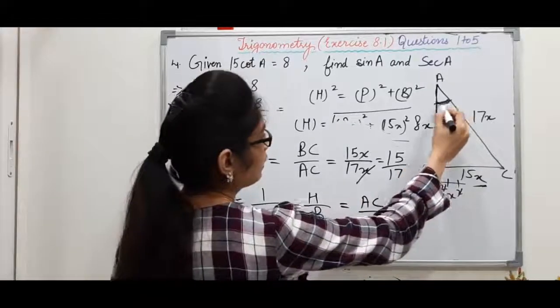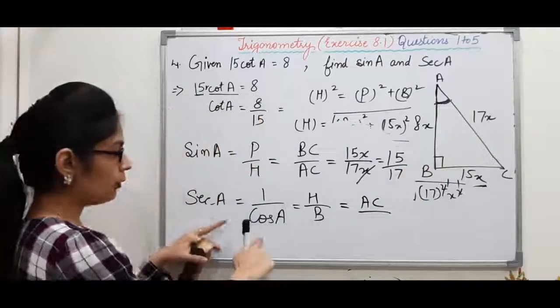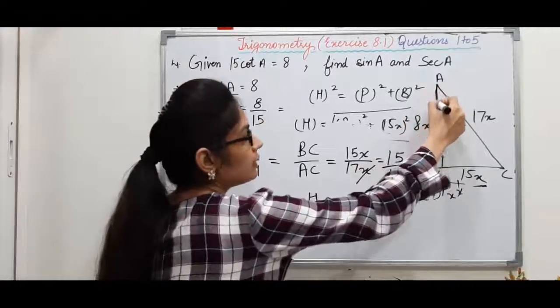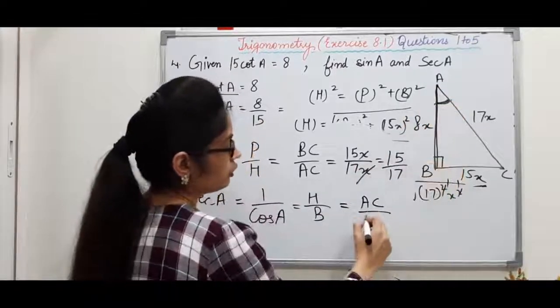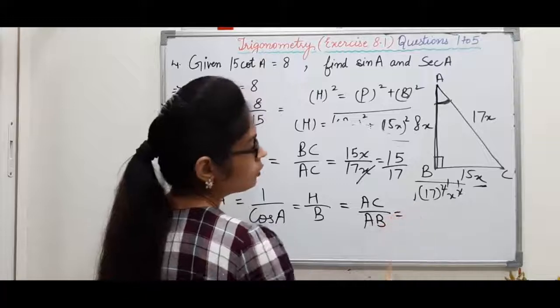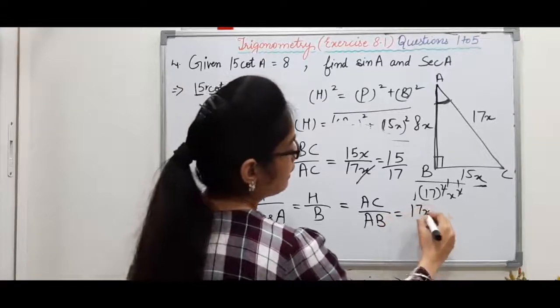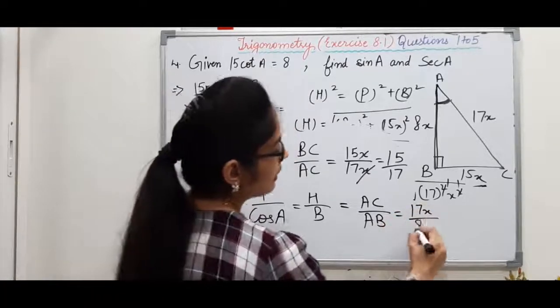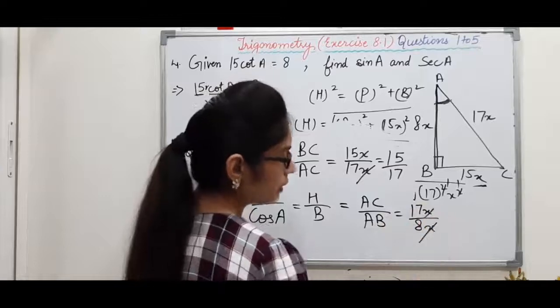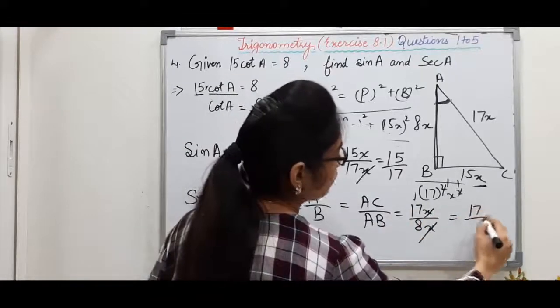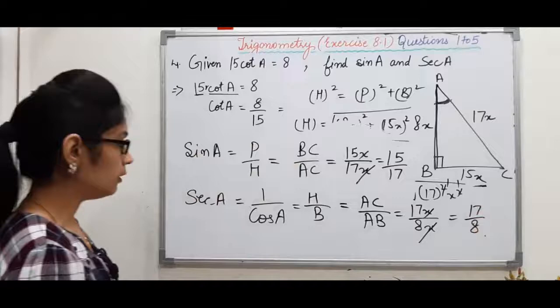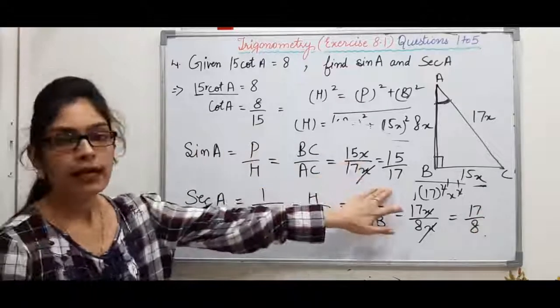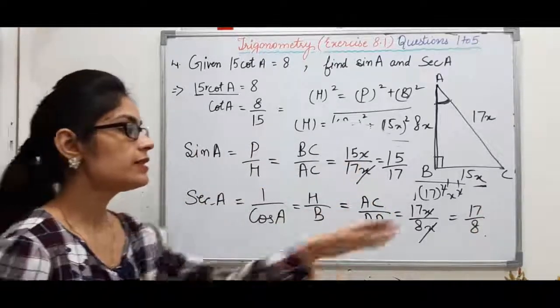So this is angle A. With respect to angle A, the base is the adjacent side, which is AB. So for AC you can write the value 17x, and AB is 8x. This x and this x will get cancelled, so we get the value 17 by 8. Sine A is 15 by 17 and secant A is 17 by 8.